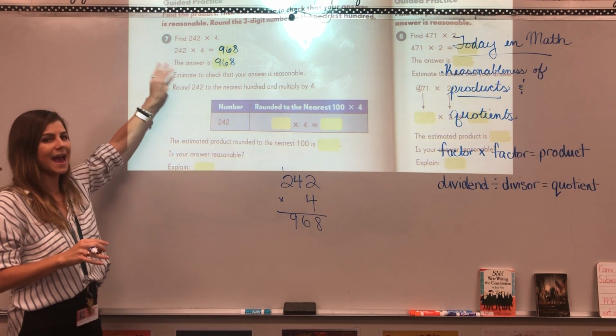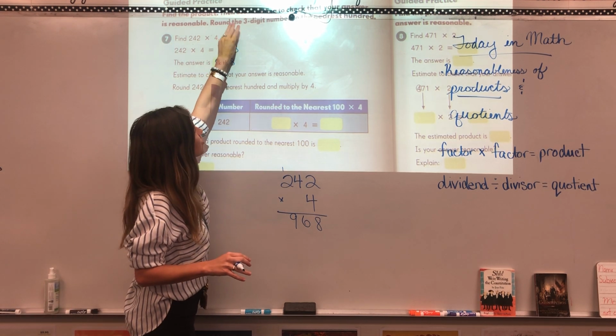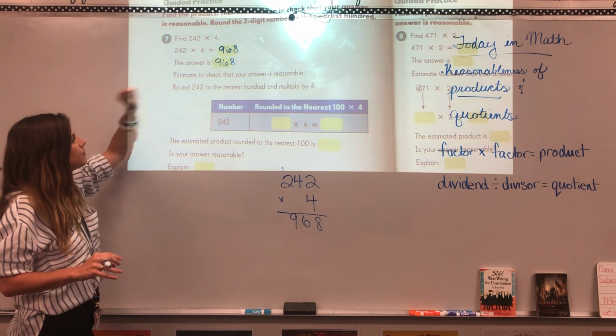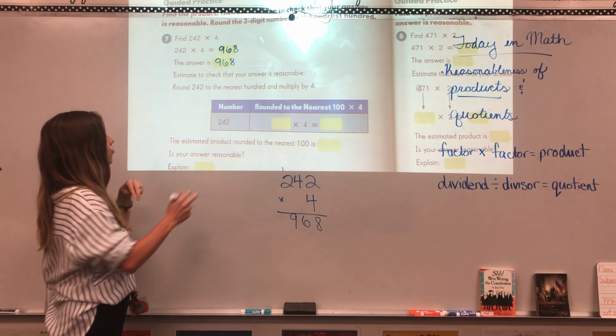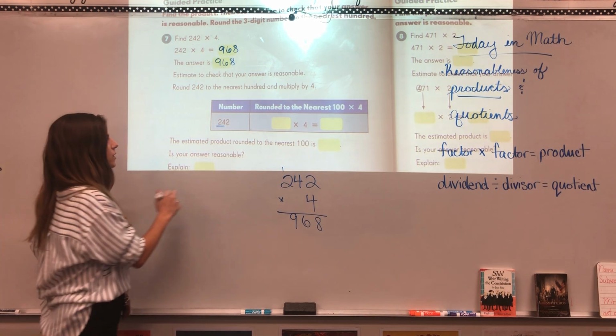Okay, so now we need to estimate, and it told us up here, I don't know if you guys can see, but it says round the 3-digit number to the nearest hundred. So we're going to estimate to check that our answer is reasonable. First thing we need to do is round 242 to the nearest hundred. Underline the 2 because it is in the hundreds place value.